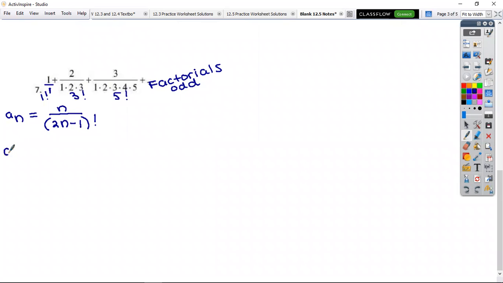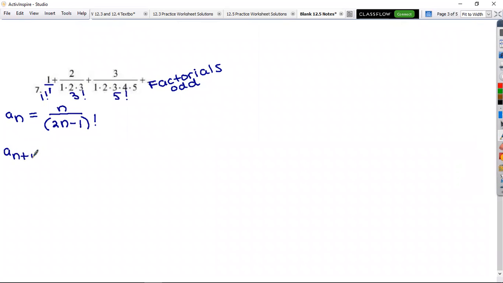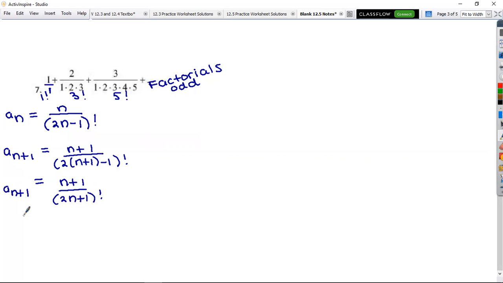Now we're going to do a sub n plus 1. So this would be equal to n plus 1 divided by 2 times n plus 1, and then minus 1. So this is equal to n plus 1 over, and again, try to do some things in your head if you can, 2n plus 2 minus 1, which gives me 2n plus 1 factorial. And this was the formula for a sub n plus 1.